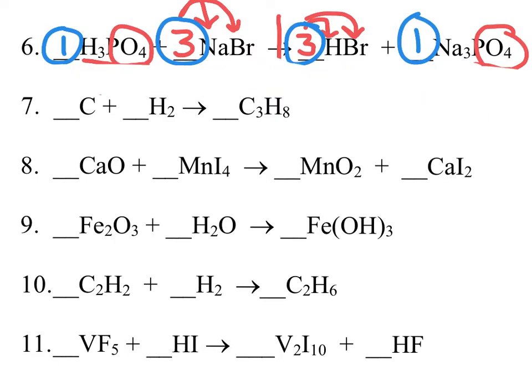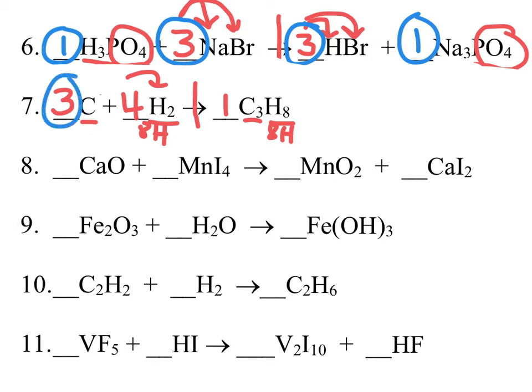Coming up on question number 7 here. Let's see, we've got 3 carbons on the product side, only 1 carbon on the reactant side. So I'm going to put a 3 there to give me 3 carbons. I also have 8 hydrogens on the product side and only 2 on the reactant side. So 4 times 2 will give me 8. I think I'm nice and balanced that way because I have 3 carbons on both sides, and now 4 times 2 hydrogens gives me those 8 hydrogens, which cancels out with the 8 hydrogens I already had. So that one's balanced. That looks like that ended up being a 3, 4, 1 to balance it out.